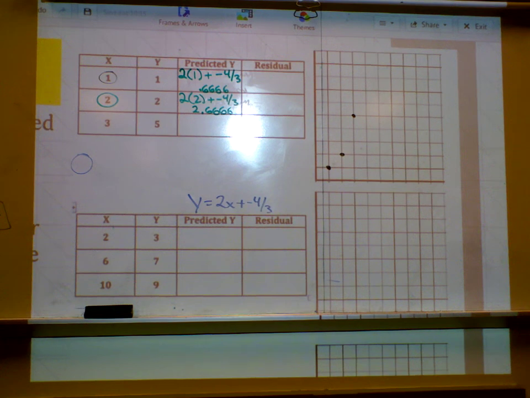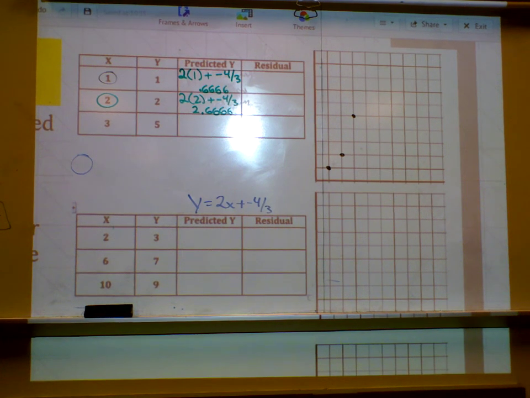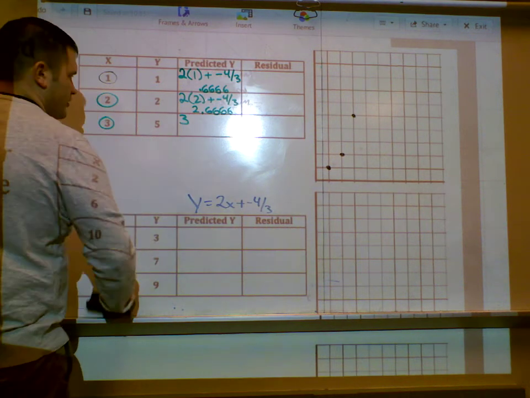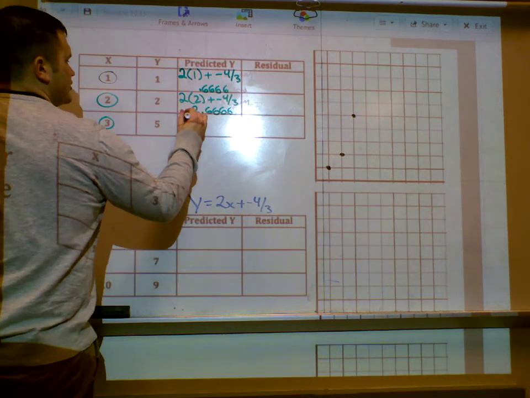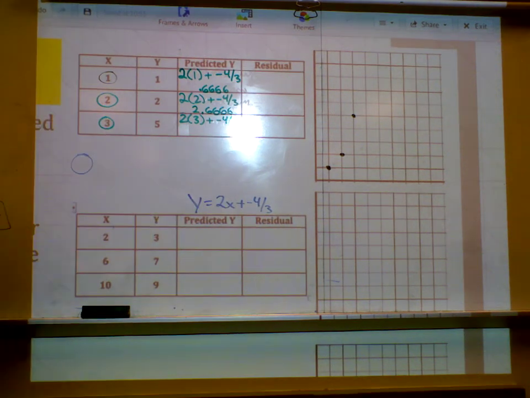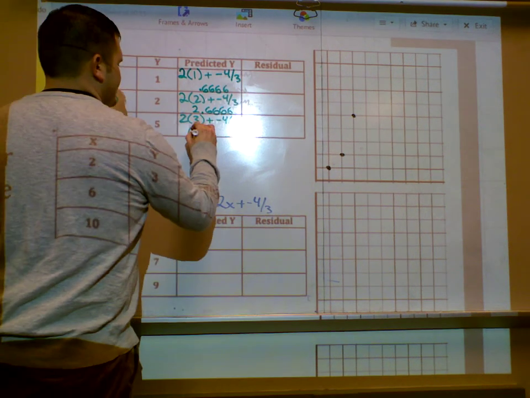And then the last one, what are we plugging in now? 3 or 5? 3. Okay. So 3, 2 times 3 plus -4/3. What is 2 times 3 plus -4/3? Anybody know? 4.666666.